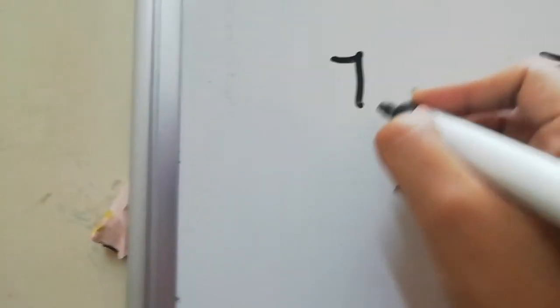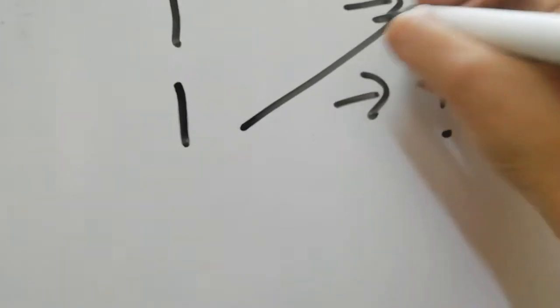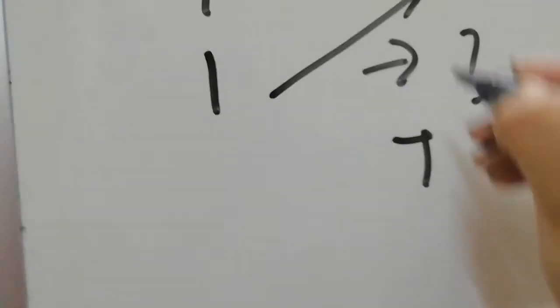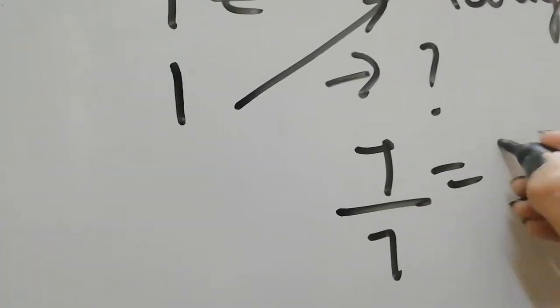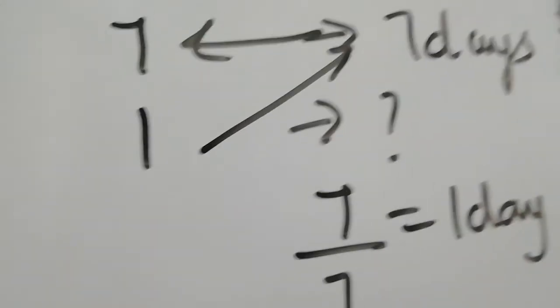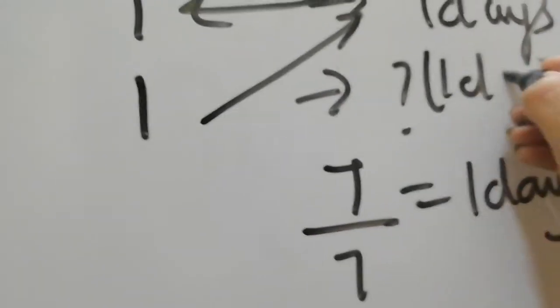My days are not getting reduced. So what will I do? I will inverse this. I will take 7 up and I will take 1 down. So now cross multiplication, 1 times 7 is 7 and the opposite side will always be divided. So 7 divided by 7 is 1 day. Right? 1 day has come here.